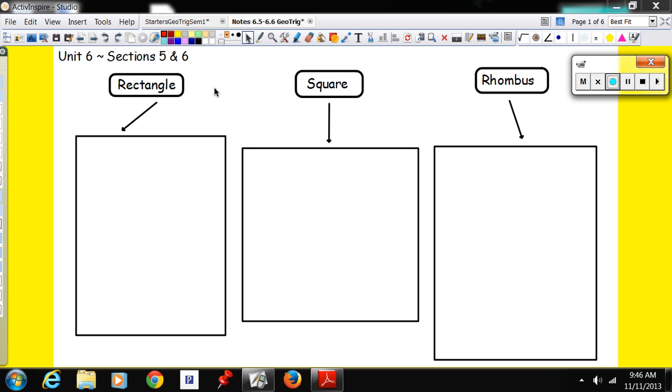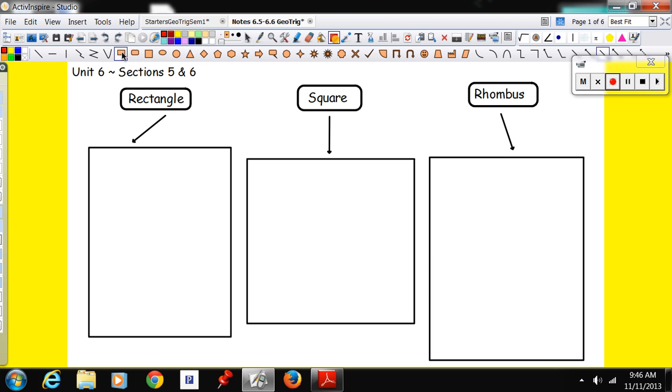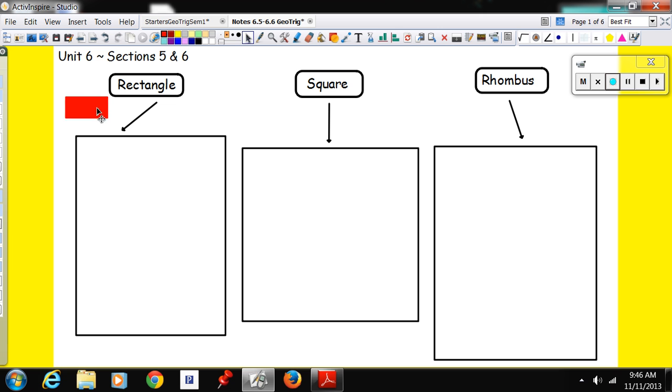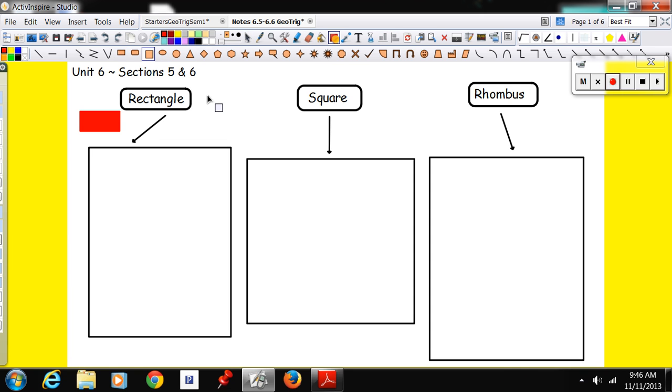On Unit 6, they're talking about the special parallelograms. Now, a rectangle, a square, and a rhombus are parallelograms because all three of these have opposite sides being parallel. So we do know that these are definitely parallelograms. So a rectangle, you've got a shape like this where you can see the top and the bottom are parallel, the sides are parallel. A square, you know that the top and the bottom are parallel and the sides are parallel.